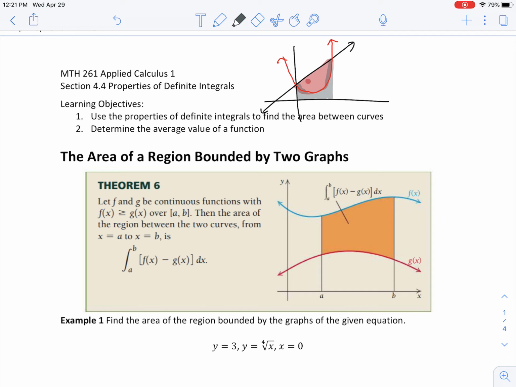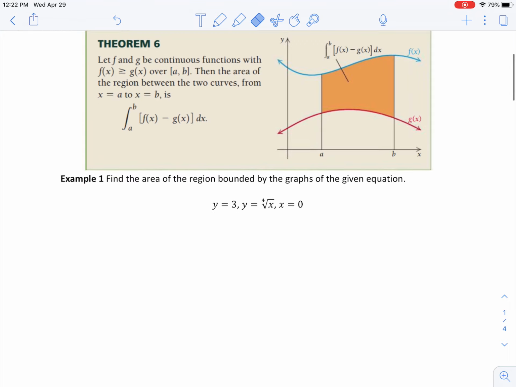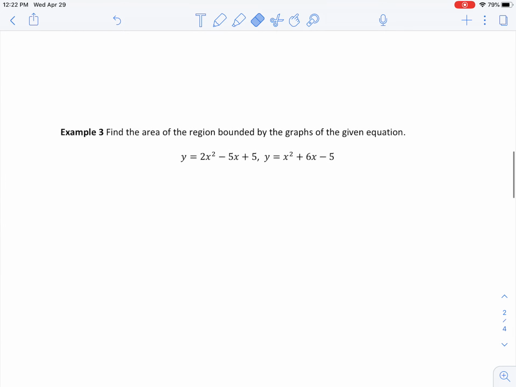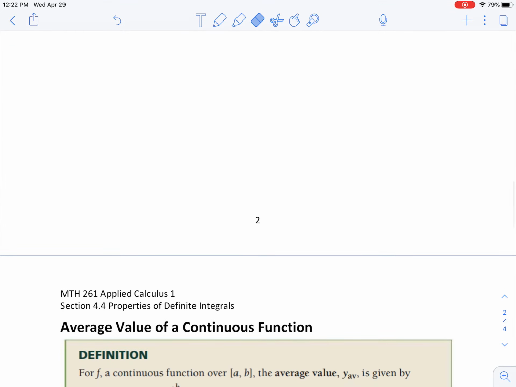So that's what we're going to do. We're going to find out which graph is on top. We're going to subtract these 2 functions and just integrate from an endpoint to an endpoint. And the endpoints are going to be just their intersection. So that's the idea for finding the area of a region bounded by 2 graphs.